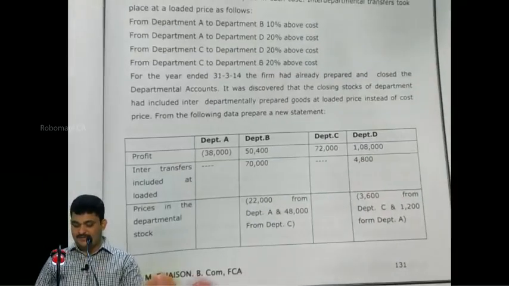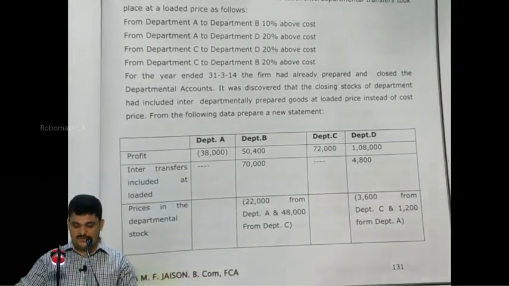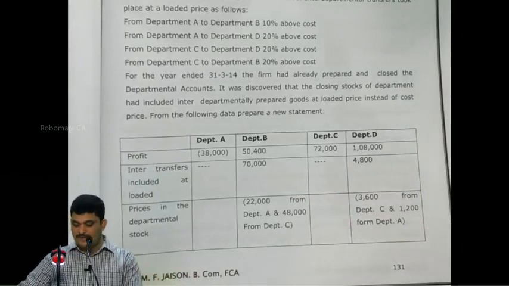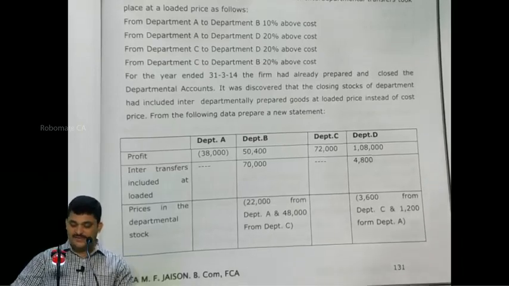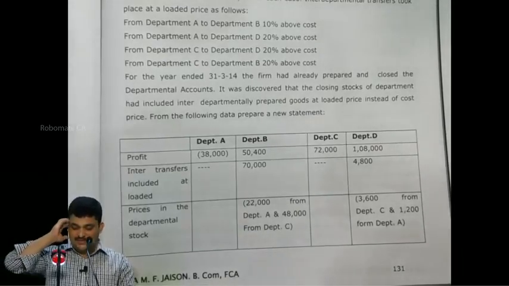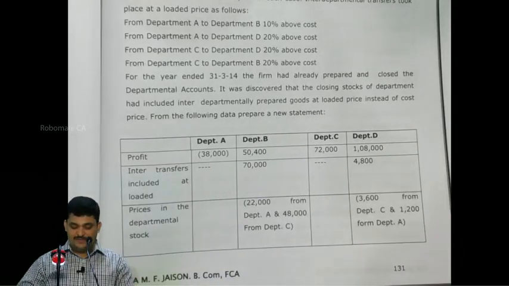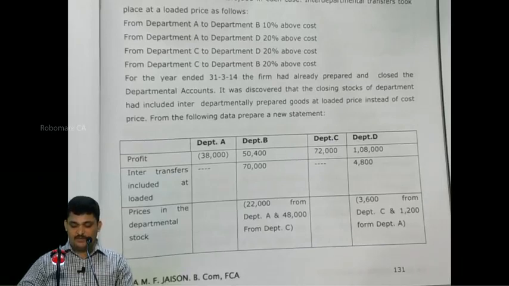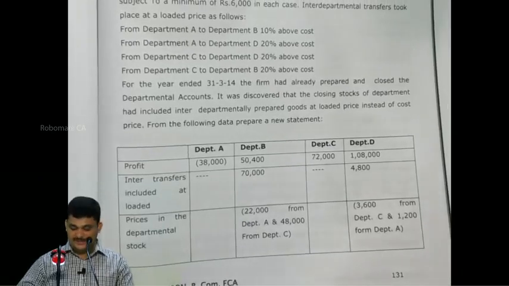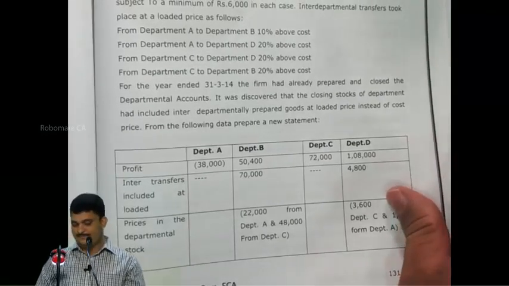Department A, B, C and D, profit of all these 4 departments reported. Interdepartmental transfers included at loaded price in the departmental stock: of Department B, 70,000 and Department D, 4,800. The breakup of 70,000 is 22,000 from A, 48,000 from C, and of 4,800, 3,600 from C and 1,200 from Department A. Kindly go through the question once again, please.